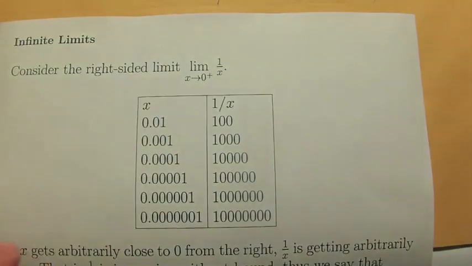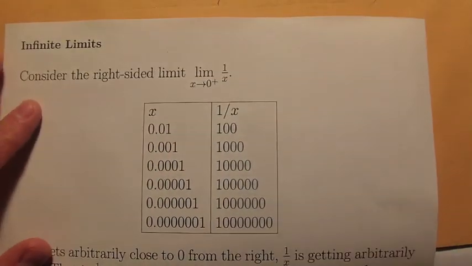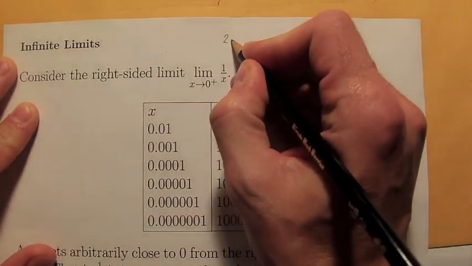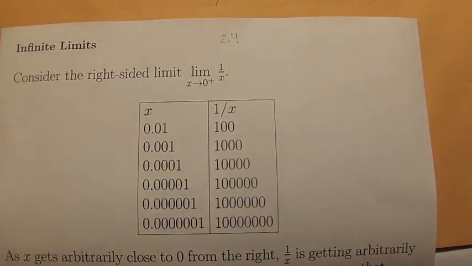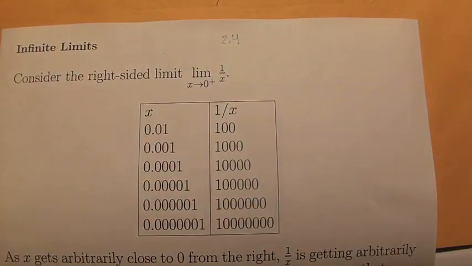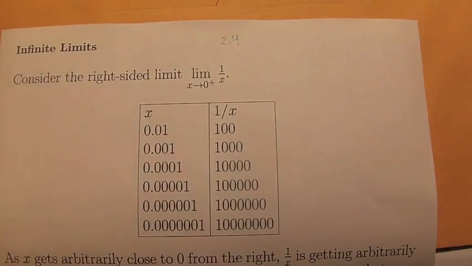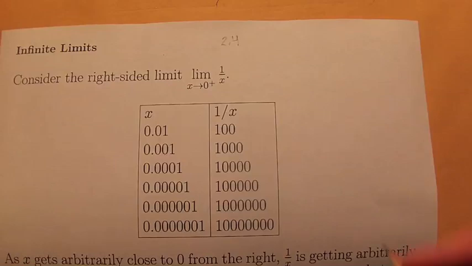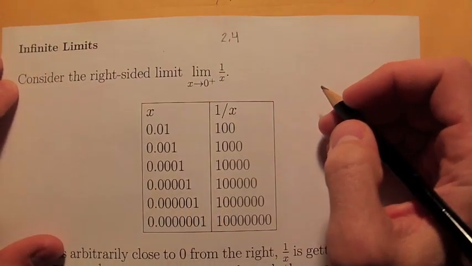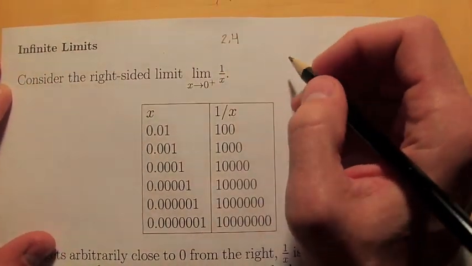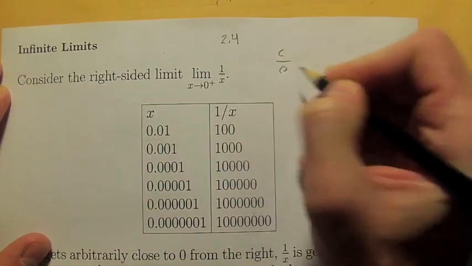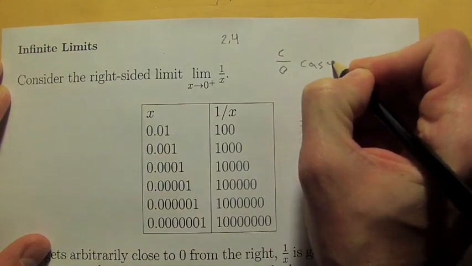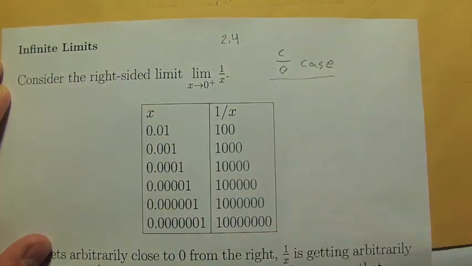Okay, hello class. Now we're going to start moving on to section 2.4. Okay, and this is on what we call infinite limits. Infinite limits basically give us the case, or it's us analyzing what happens when, say, we try to plug in the value and instead of getting 0 over 0, we get a constant over 0, right? This is the constant over 0 case.